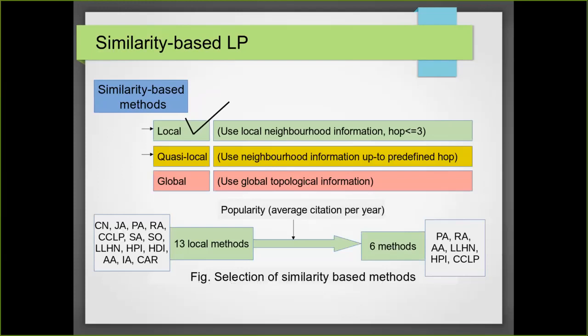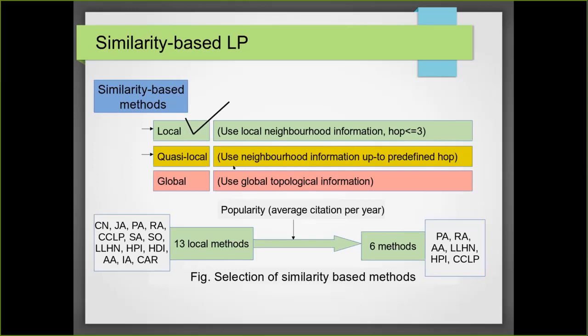So again, similarity-based methods can be in 3 categories: local, quasi-local, and global. Local similarity-based methods use the local neighborhood, which is defined as the neighborhood up to 3 hop neighbors. Quasi-local neighborhoods use a user-defined hop to define the neighborhood for computing the similarity-based function. And global methods use global topological information to compute the probability of link existence between two nodes.